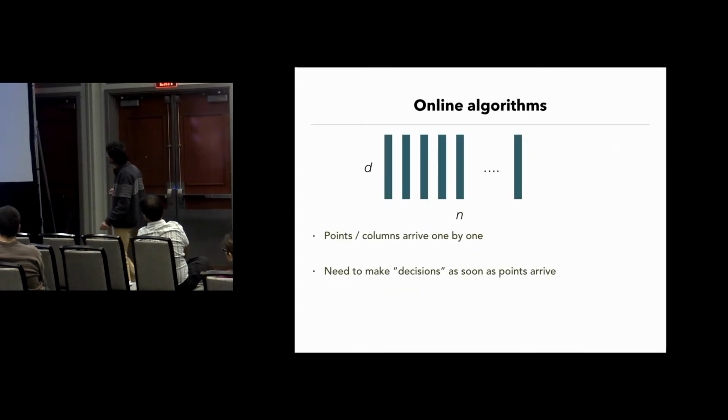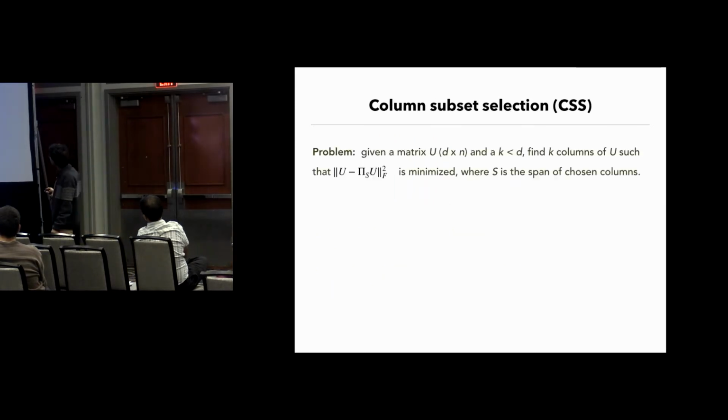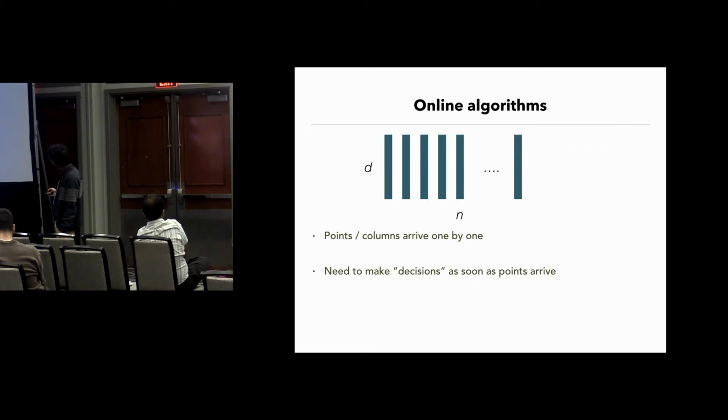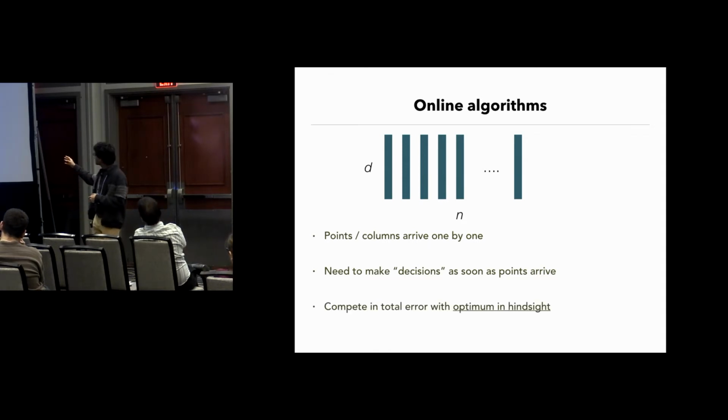All right, so now I would like to talk about online algorithms for these problems. Okay, and what is the online setting? So here you have points or these columns. They show up one by one. Okay? And in general, in online models, points come by, and you need to make decisions as soon as the points arrive. Okay? And that's the main restriction. And the goal is often to compete with the optimum error in hindsight. Okay? So that's the general goal in online algorithms.